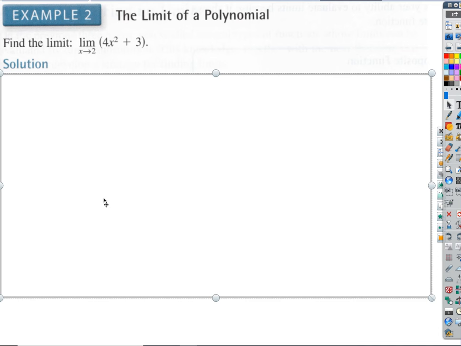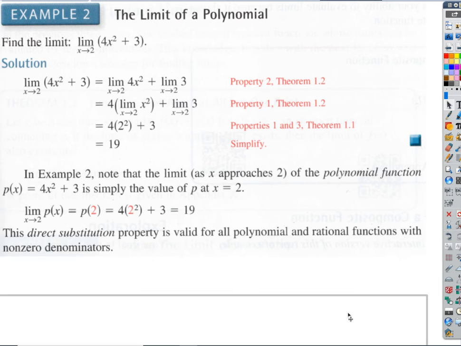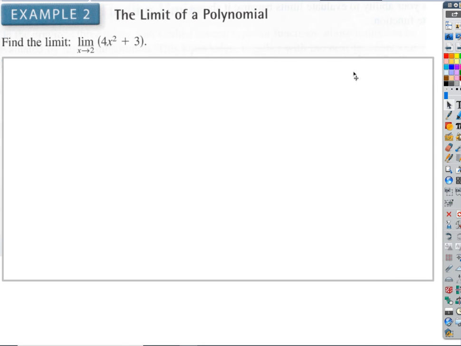Plug in 2 for x. Yeah, plug in 2 for x. Why not, right? Think what you're doing if you plug in 2 for x. If I graph this function, which we can do, I guess they don't have a graph of the function, but if I graph that function, it's just going to be a parabola, isn't it? Right, it's a quadratic function. As x approaches 2, we're just going to be approaching a specific point on the parabola, right?